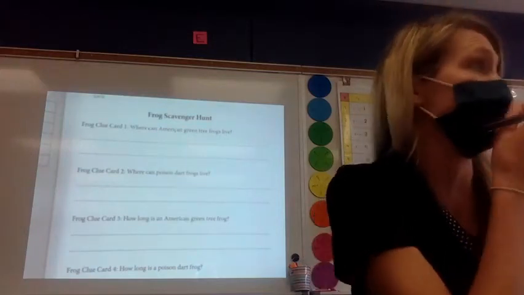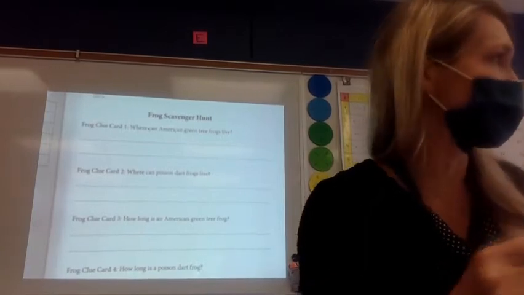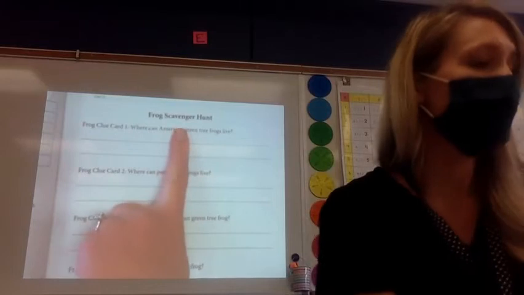I do not have the answers to these written down, so you have to help me. They're doing theirs outside. This is our frog scavenger hunt today.